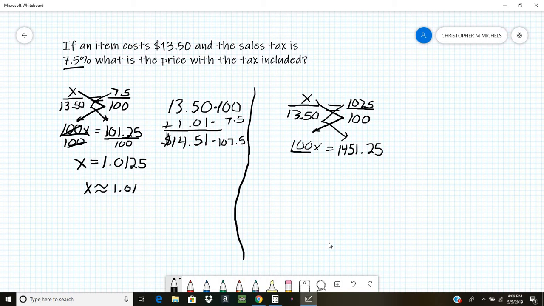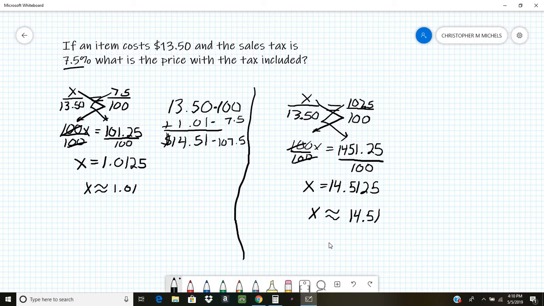1451.25. So now we divide both sides by 100. These cancel out. I'm left with x. So that gives me 1451.25. And again, we're talking about nearest penny here, so we can just round that down. Anytime you see the wavy equal sign, that just means the number's rounded. So that'll give me $14.51.